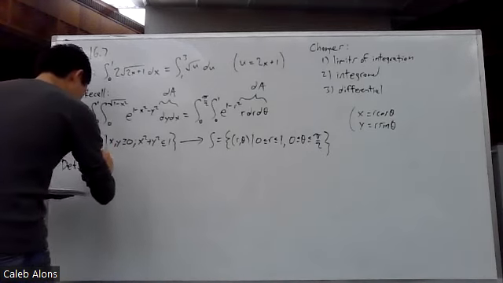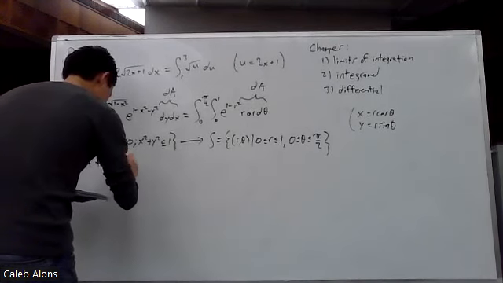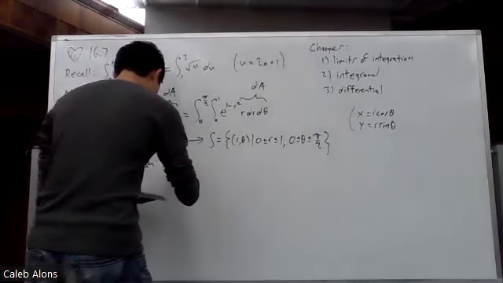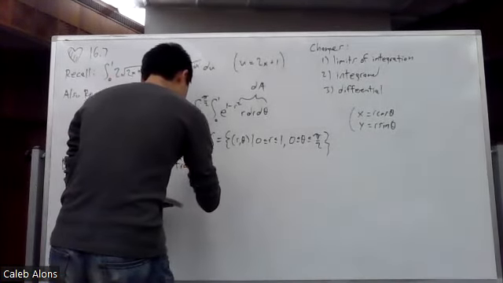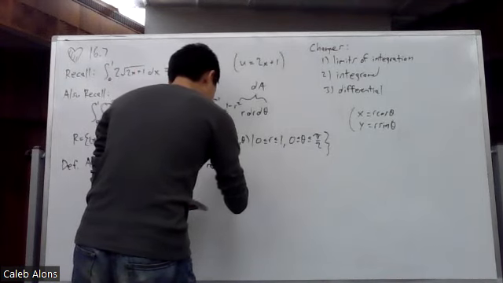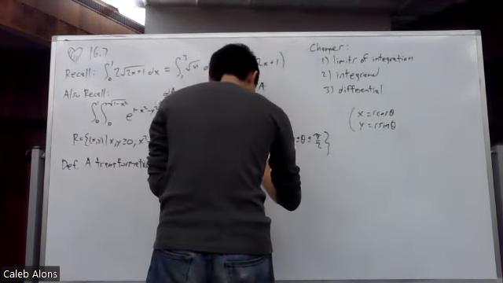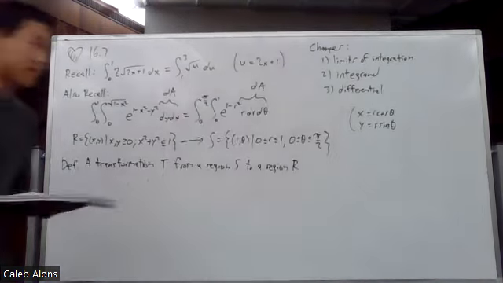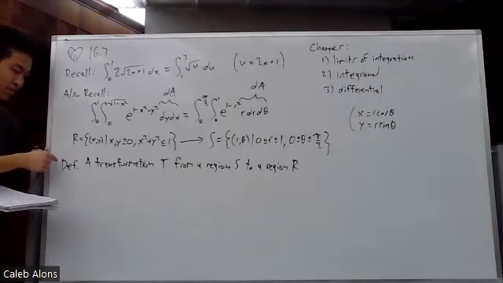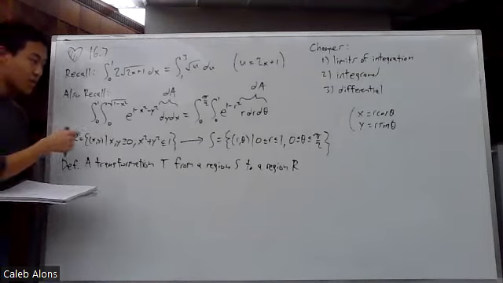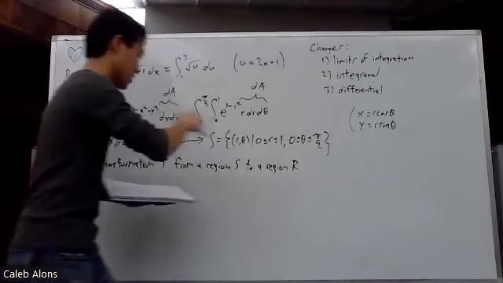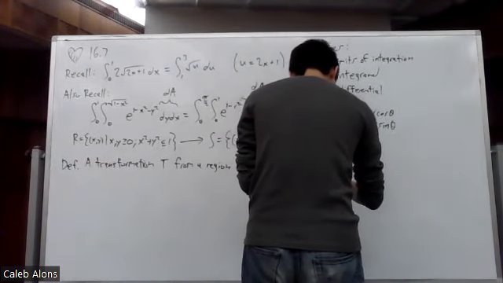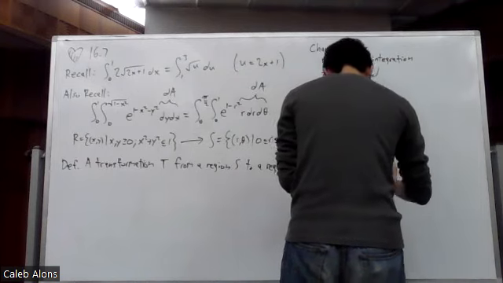A transformation T from a region S to a region R. As I write this definition out, the reason I put this example right next to it is so you can see we're transforming, well, in this case, we're doing R to S, but same difference, is one-to-one.